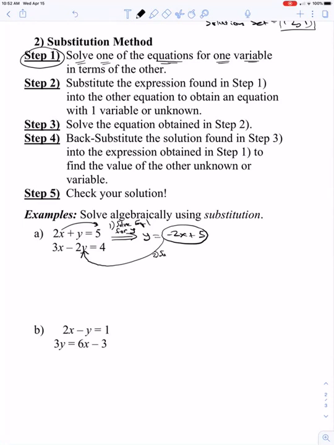So step 2 is our substitution step. Substitute into the other equation, and that will be equation 2. So as we do that, what does equation 2 rewrite as? 3x minus 2 times y, so minus 2 times negative 2x plus 5, equal to 4, right? And then we can distribute and simplify and solve for x. So we've got an equation with one variable. So minus 2 times negative 2x, that's a positive 4x. Negative 2 times 5 is negative 10, equal to 4.